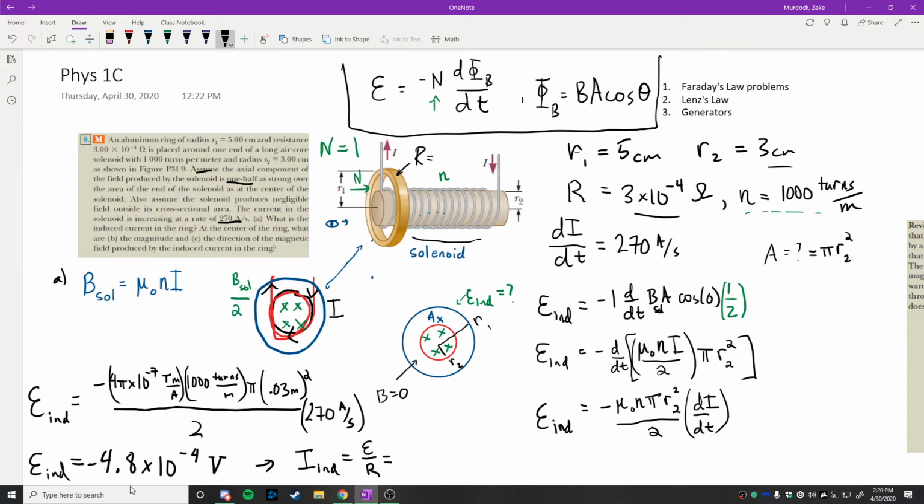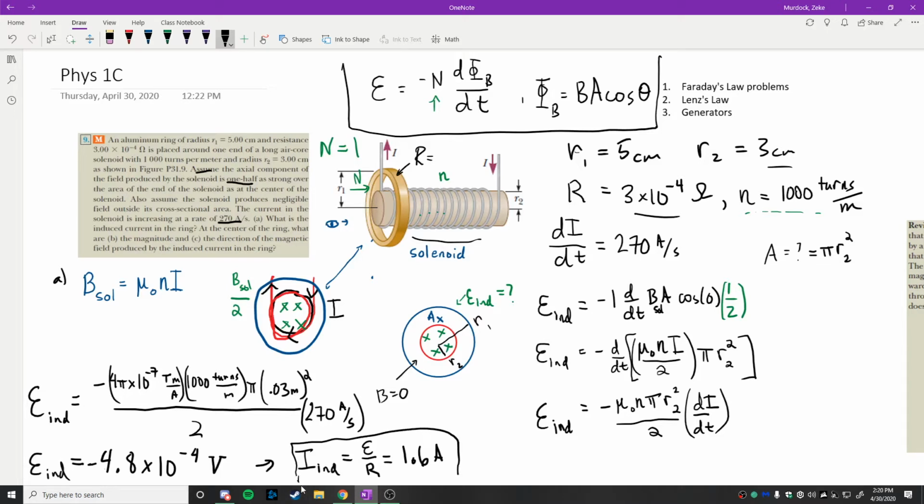I got 0.16, Hunter, amps. That can't be right. Oh, times 10. 1.6, yeah. I only multiply by 1,000. 1.6 amps. Is that what you got too?